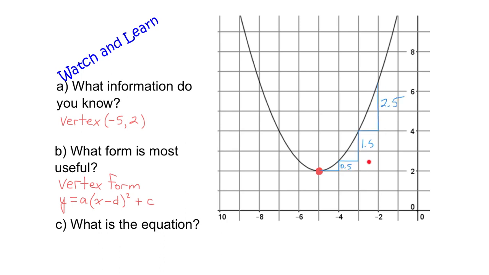So if you know your step pattern, look at that first step. That is actually what your a value is. So now that I know the vertex and the direction of opening in this first step, I know what my a value is and my d and c values. I plug them into the vertex form, and there's my equation. So this equation models this graph.